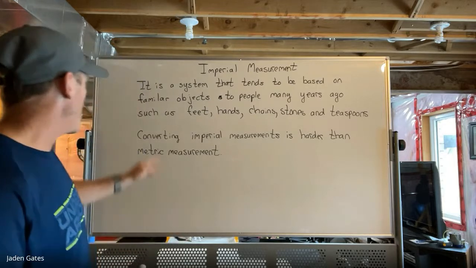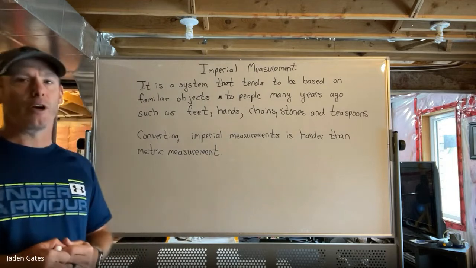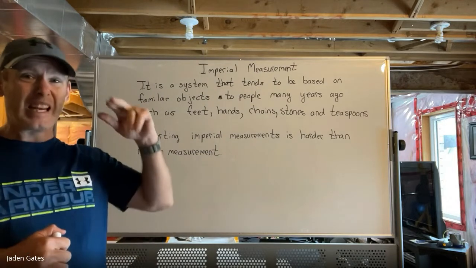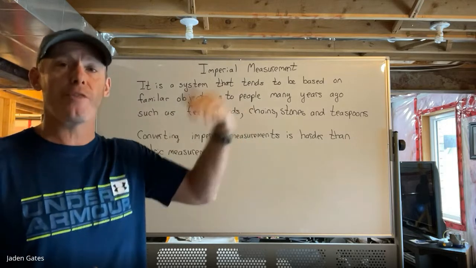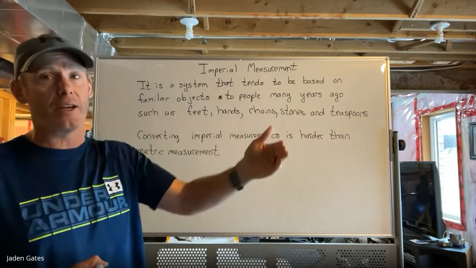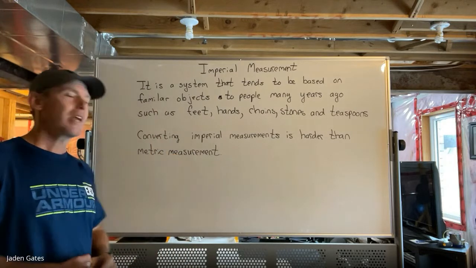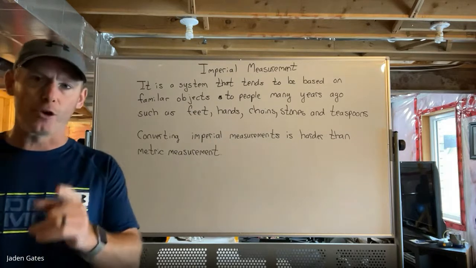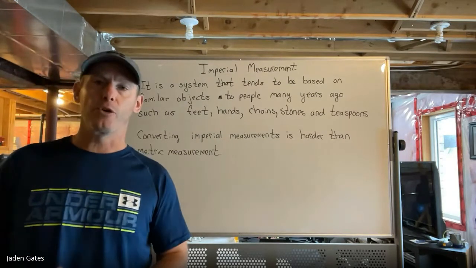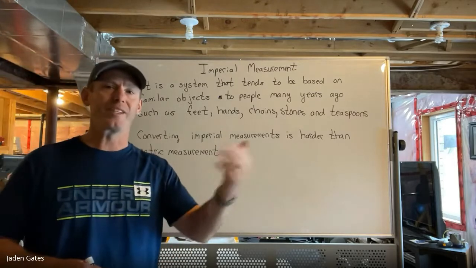Now, unlike metric measurement, which was easy because you're always multiplying by a multiple of 10, either 10, 100, or 1,000, or dividing by 10, 100, and 1,000, that's not the case with imperial measurements, and that's what makes it harder. That's why you have that conversion sheet that I put out in Google Classroom and that I am going to use, because that is something we are going to need.